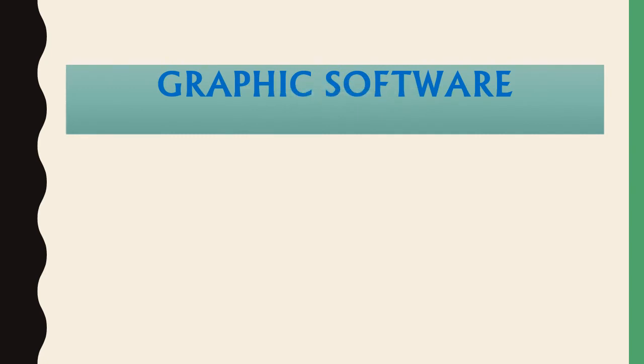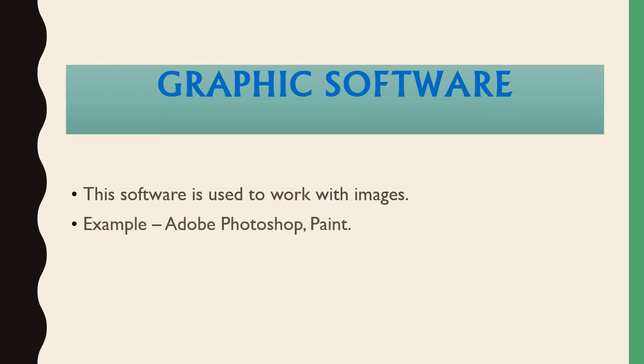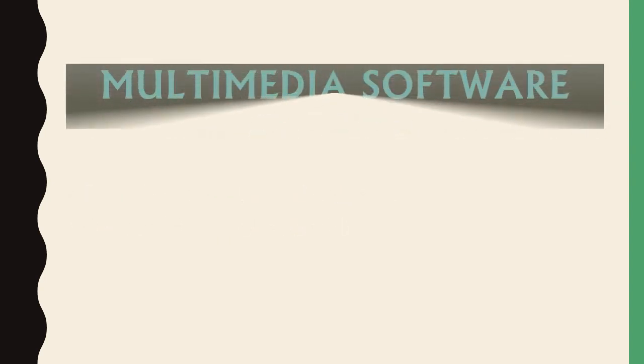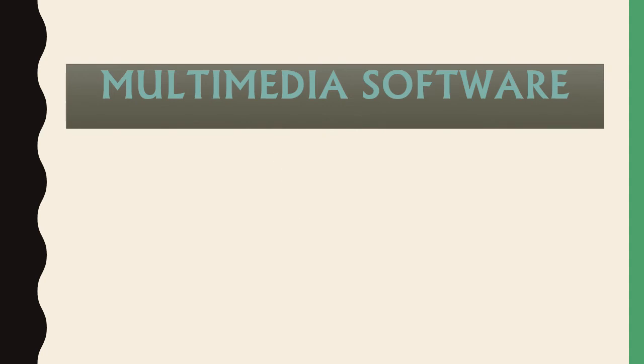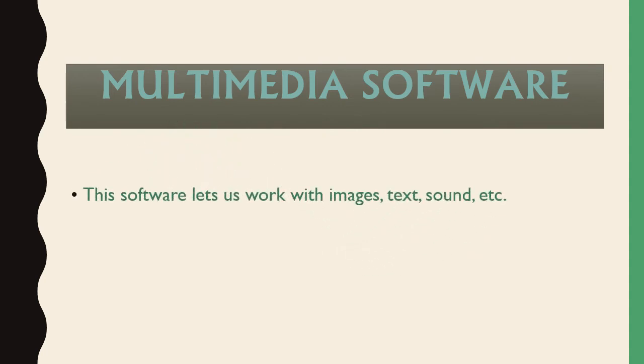Now the next one is graphic software. This software helps us to work with the images. Examples Adobe Photoshop and Paint. Multimedia software. This software lets us work with the images, text, sound, etc. Examples are Windows Media Player, which is a very common example nowadays. Everyone is using it in our laptops.